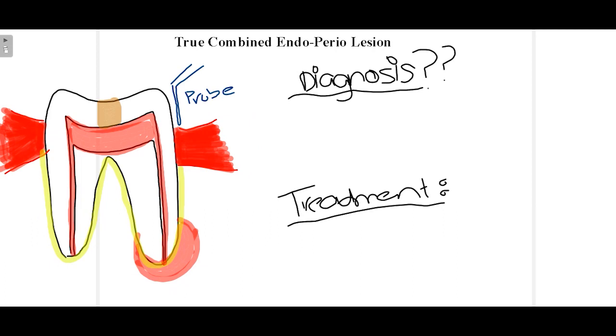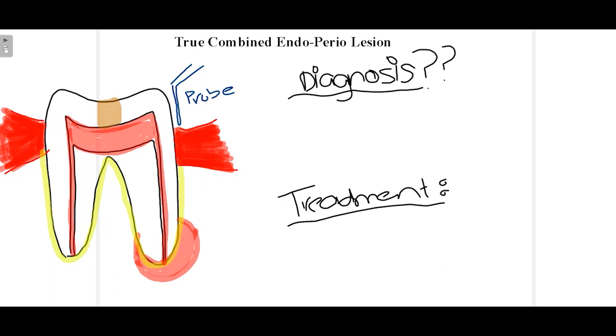Lastly, talking about true combined endo-perio lesion. Now, what does it mean? This means basically that on one hand, you have a large carious cavity which will lead to an endodontic lesion, and at the same time, the gingiva is inflamed and the pocket depth is increasing, which will also lead to a periodontic lesion. So both the periodontic activity and the endodontic activity are occurring at the same time. When it occurs at the same time, it is known as true combined endo-perio lesion.